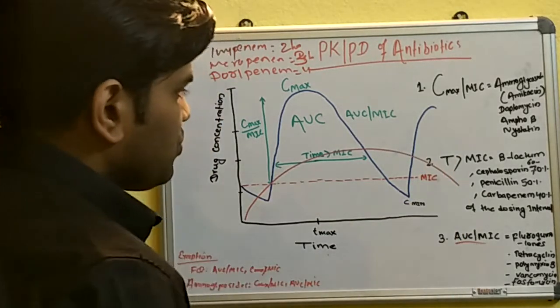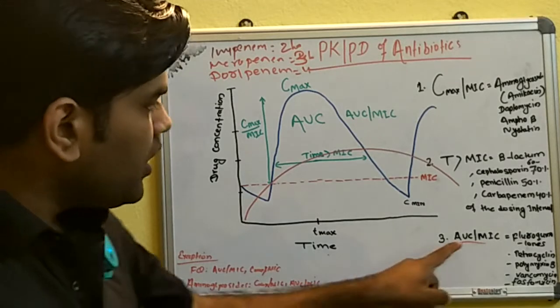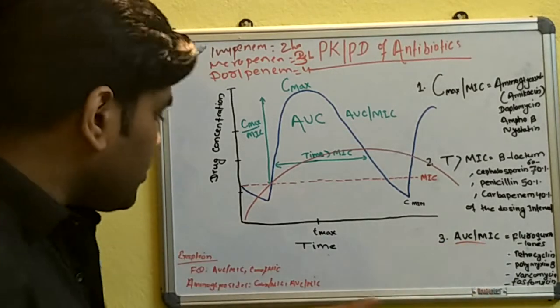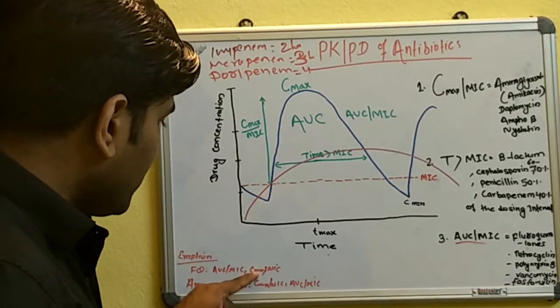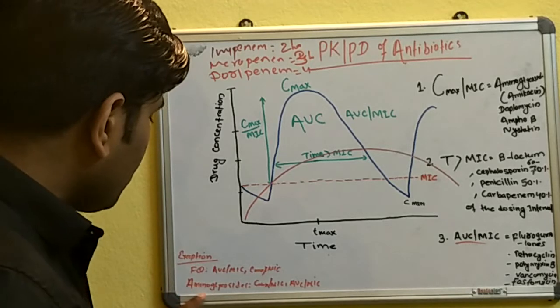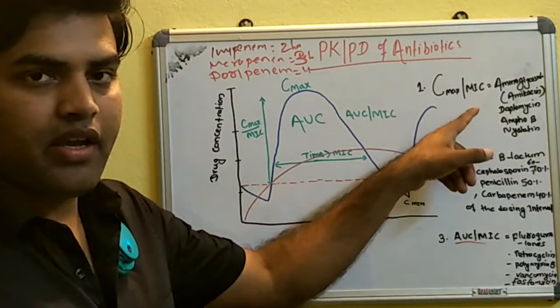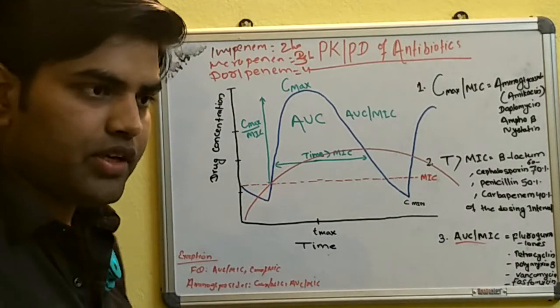There is an exception to this, okay, for both groups of antibiotic. Fluoroquinolones normally follow AUC by MIC, but in certain situations, they can follow the Cmax by MIC. If your aminoglycoside normally is Cmax by MIC, but sometimes they follow AUC by MIC. Let me give you an example.